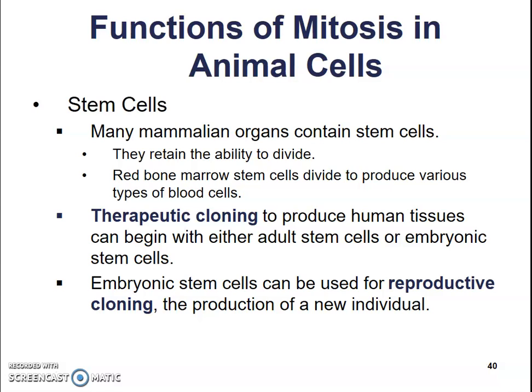Okay, so back in the 90s, scientists cloned a sheep named Dolly. Okay, that was reproductive cloning. They took embryonic stem cells from an organism and they made a new one.